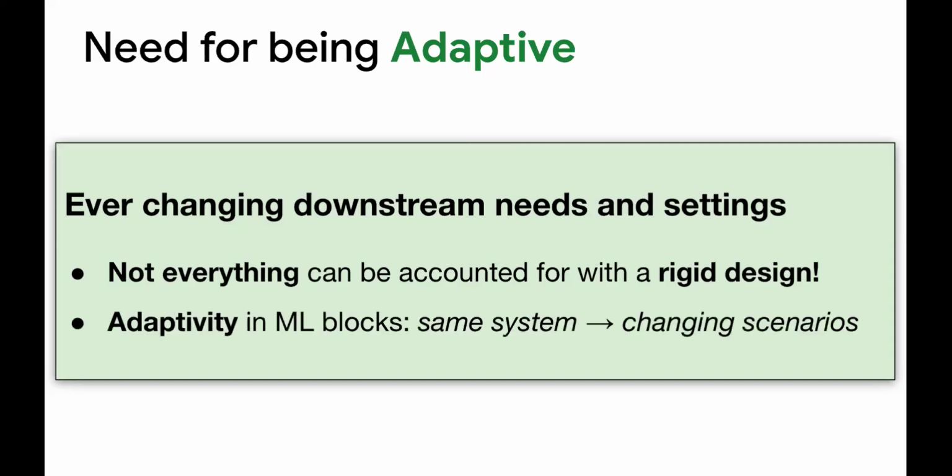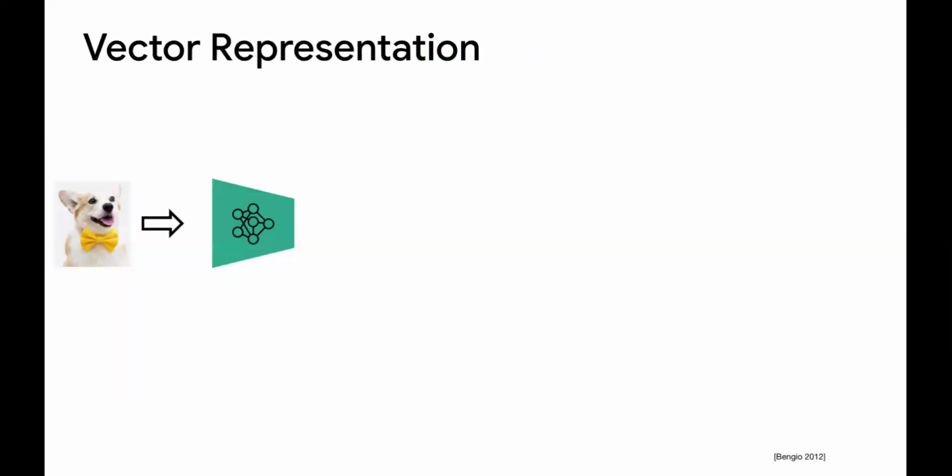In this talk, I want to change the thinking around this by introducing adaptivity or elasticity as a first-class citizen into each of the fundamental ML blocks, such that when you build any existing system, the same system can completely adapt itself for changing scenarios without you having to intervene during the deployment stage. That's the overarching goal, and we'll be working towards that, starting with vector representations.